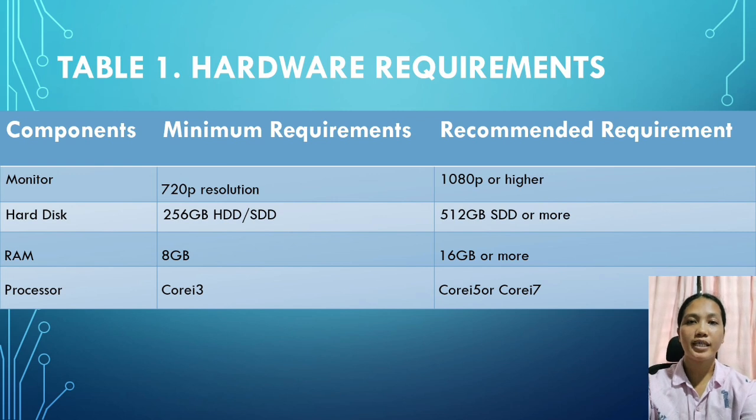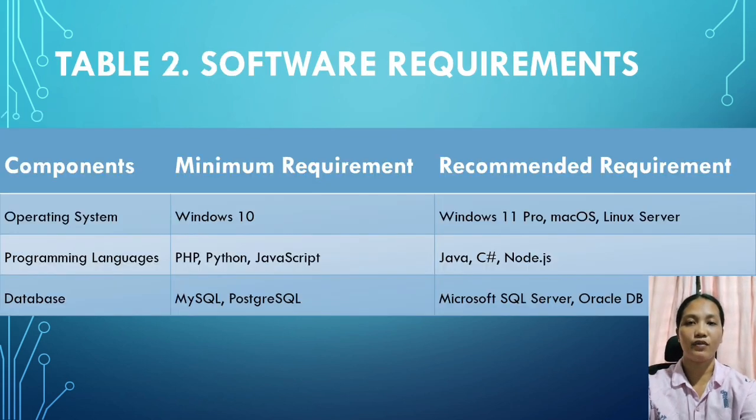In this part of our study, we identified the minimum and recommended hardware and software requirements needed to run the web-based library management system efficiently. Hardware and software requirements. This study specifies the minimum and recommended hardware requirements for the system to run efficiently, such as 8 GB RAM and a Core i3 processor. The software requirements include PHP and MySQL for the system, and various operating systems like Windows 10 or higher for the best performance.